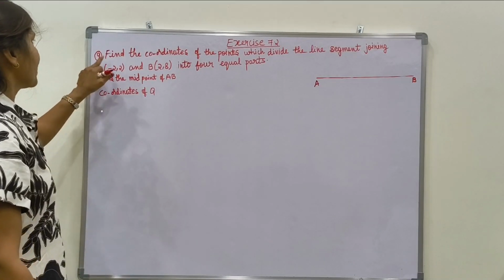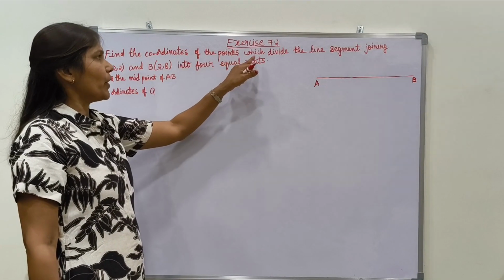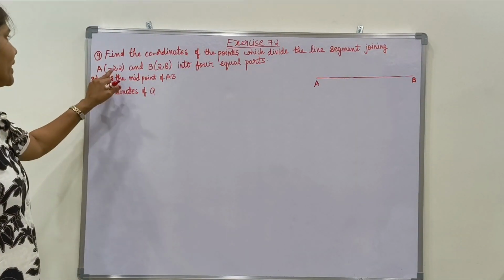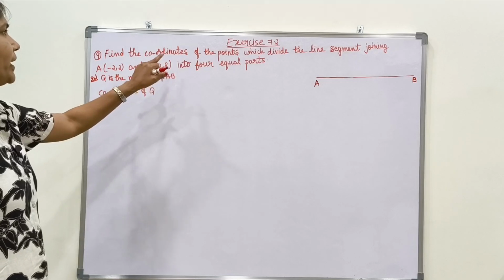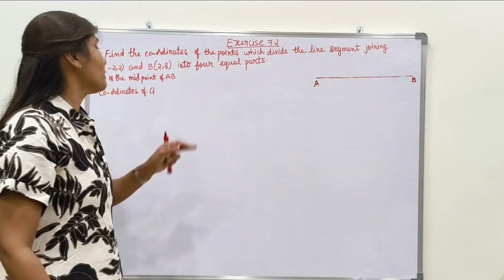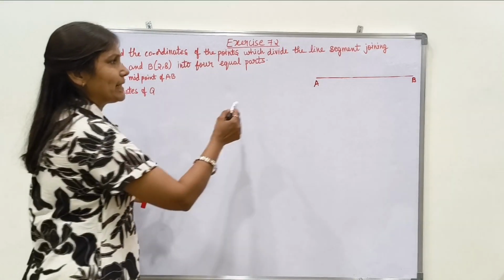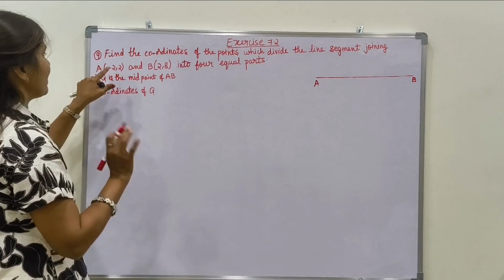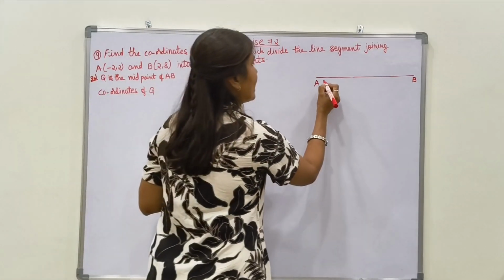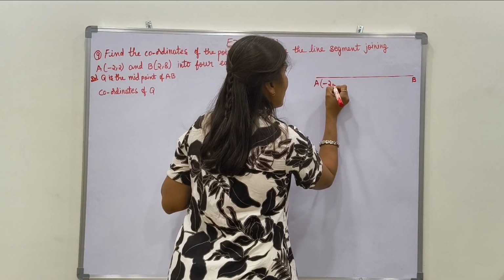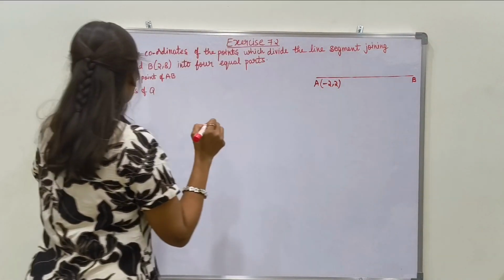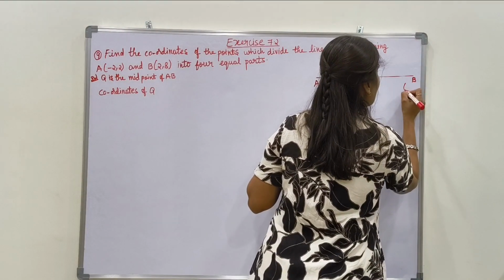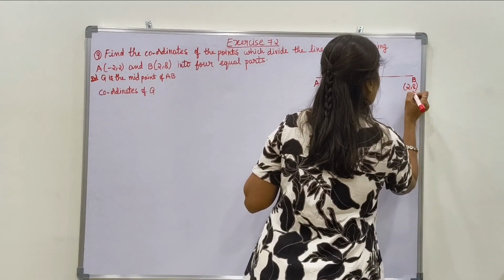Now 9th question. Find the coordinates of the points which divide the line segment joining A(minus 2, 2) and B(2, 8) into 4 equal parts. See here, one line segment is there, AB is a line segment. Here AB coordinates are given. First we will write the coordinates. A coordinates is minus 2, 2. B coordinates is 2, 8.